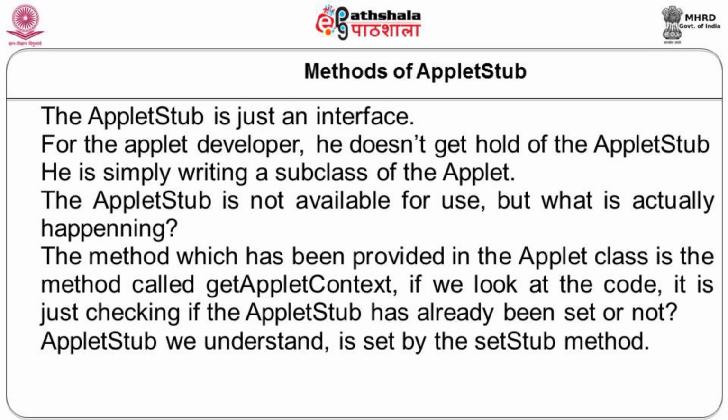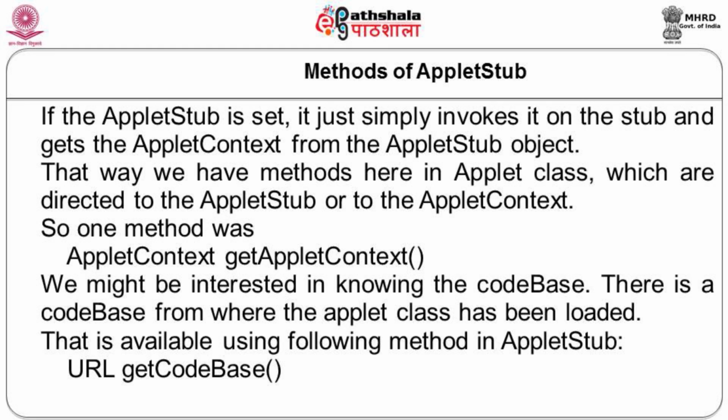Fine. So if we look into the applet.java, we'll see that the method which has been provided in the applet class is the method called getAppletContext. And if you look at the code, it is nothing but checking if the applet stub has already been set or not. Applet stub we understand would be set by the setStub method. If the applet stub is set, simply invoke it, get the applet context from the applet stub object. So we have methods here in the applet class which are directed to the applet stub or to the applet context. So one method was getAppletContext.